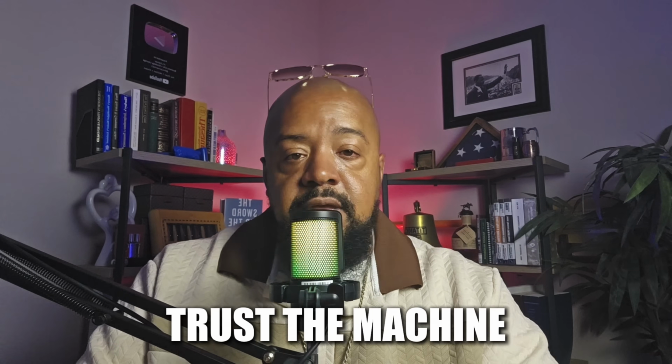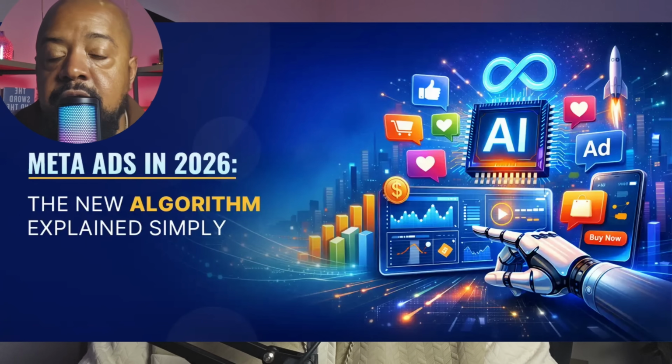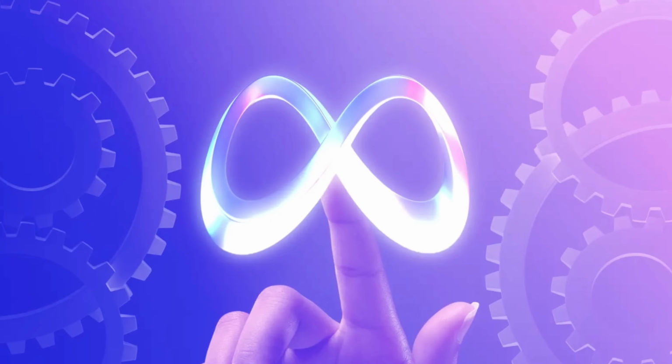The common thread here is simple: trust the machine. The Meta Ads platform in 2026 is built on an incredibly powerful AI. Your job is no longer to be the pilot grabbing the controls and making sharp turns. Your new job is to be the architect, the genius who designs the plan, and give the machine the best materials and then let it build the empire for you.